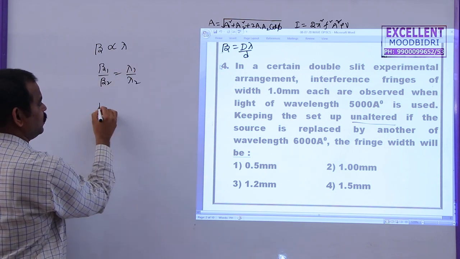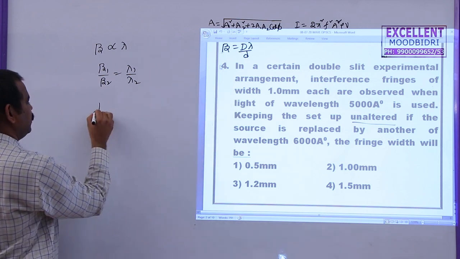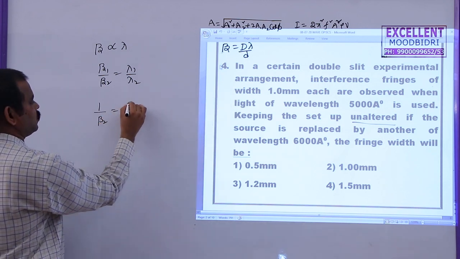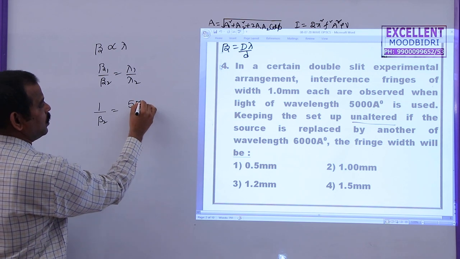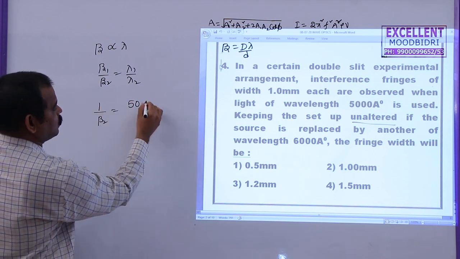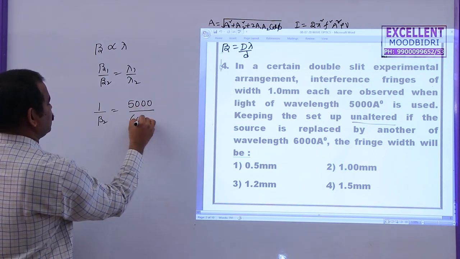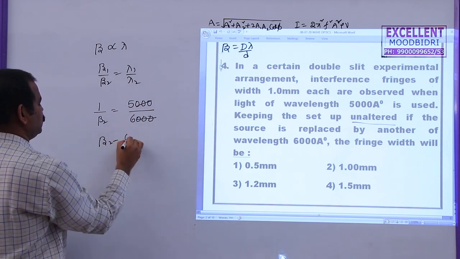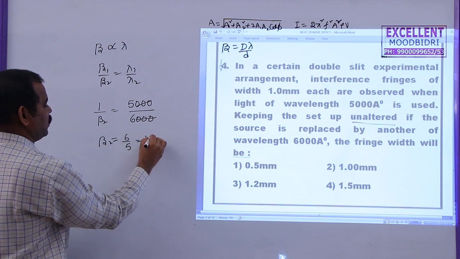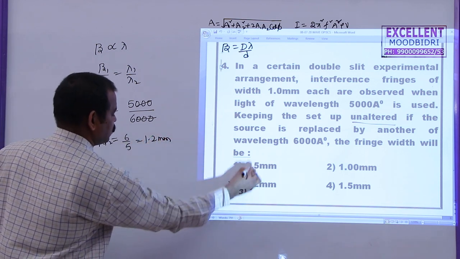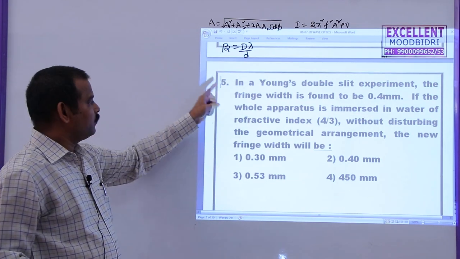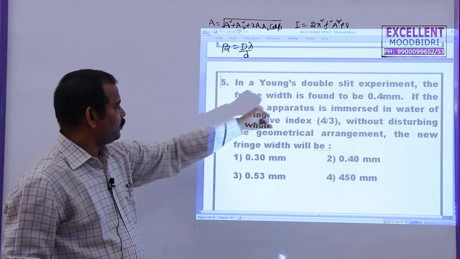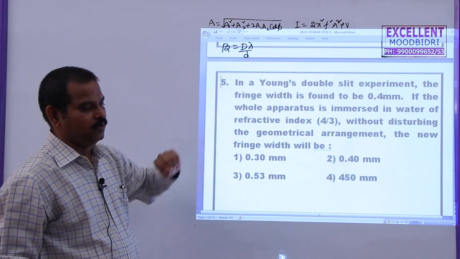In the first one, this is a width of 1 millimeter by beta 2 is equal to, initially the wavelength is 5000 angstroms, after that it was 6000 angstroms. So beta 2 is equal to 6 by 5, that is 1.2 millimeter. So option 3 is correct. Fifth one. In Young's double slit experiment, the fringe width is found to be 0.4 mm.